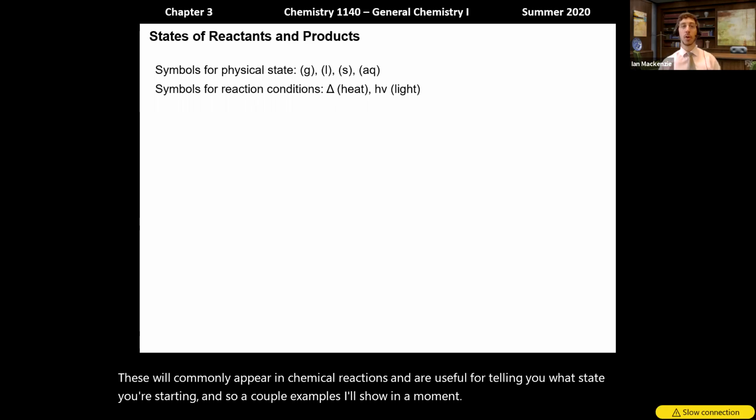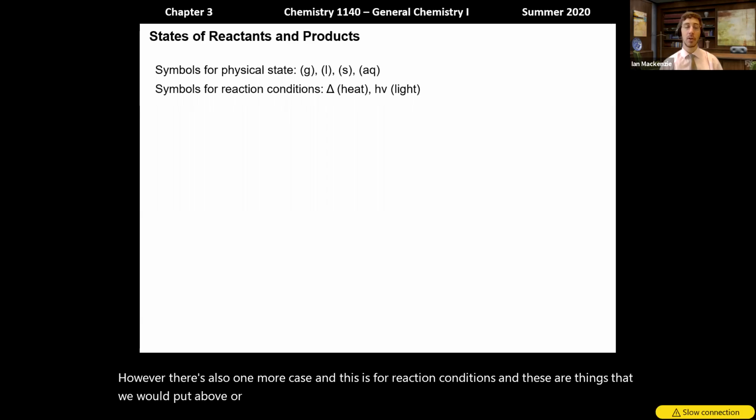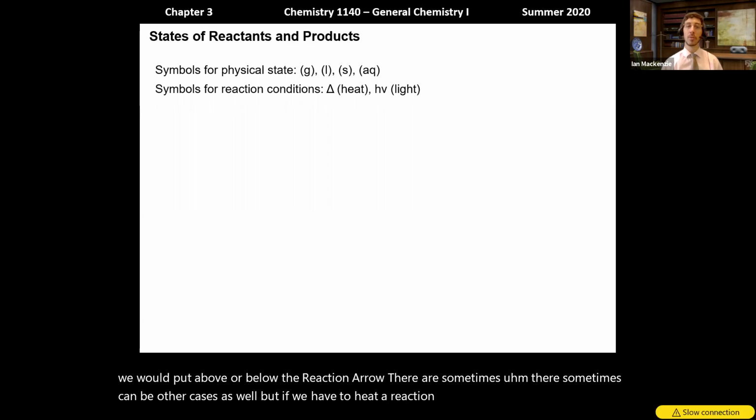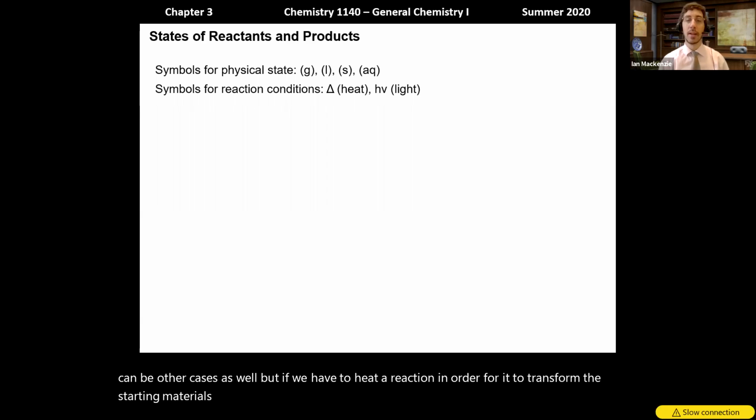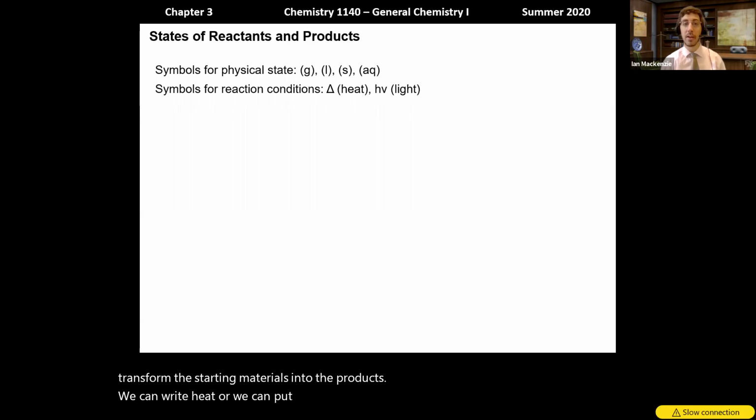However, there's also one more case, and this is for reaction conditions. And these are things that we would put above or below the reaction arrow. There sometimes can be other cases as well, but if we have to heat a reaction in order for it to transform the starting materials into the products, we can write heat, or we can put the Greek symbol delta above or below the arrow.